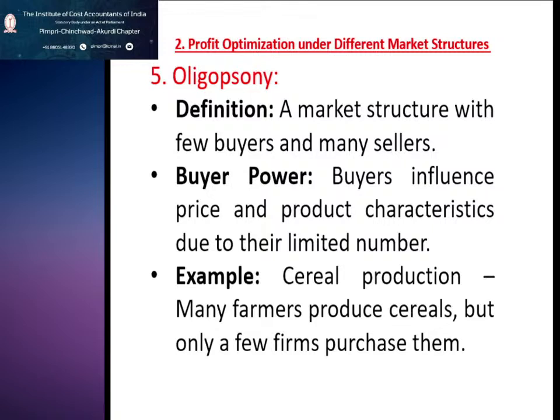Oligopsony's definition is a market structure with few buyers and many sellers. So buyers influence the prices and product characteristics due to their limited number. The classic example is cereal production. Many farmers produce cereals, but only a few firms purchase them.